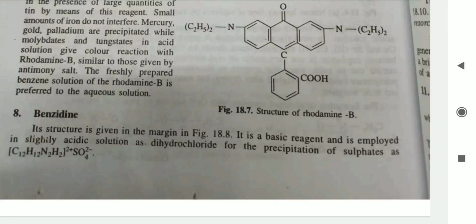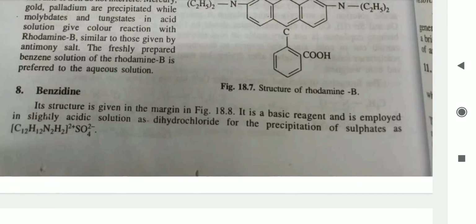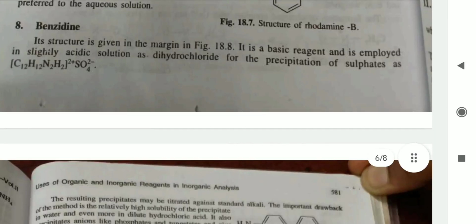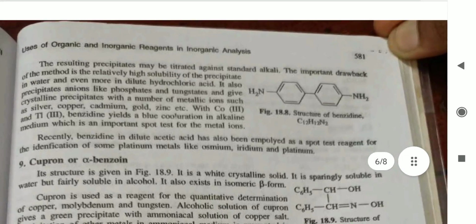8. Benzidine. Its structure is given in the margin in figure 18.8. It is a basic reagent and is employed in slightly acidic solution as dihydrochloride for the precipitation of sulfates as C12H12N2H2 2+ SO4 2-. The resulting precipitates may be titrated against standard alkali.